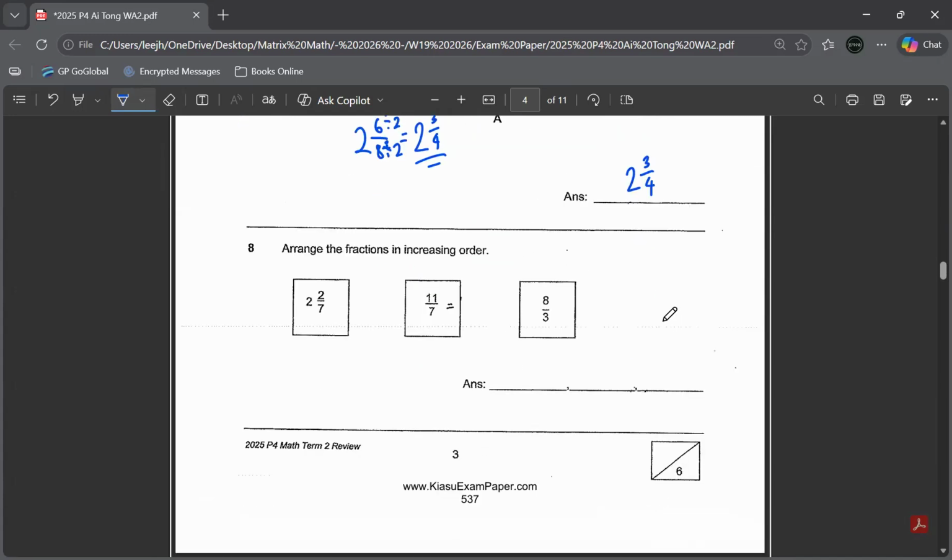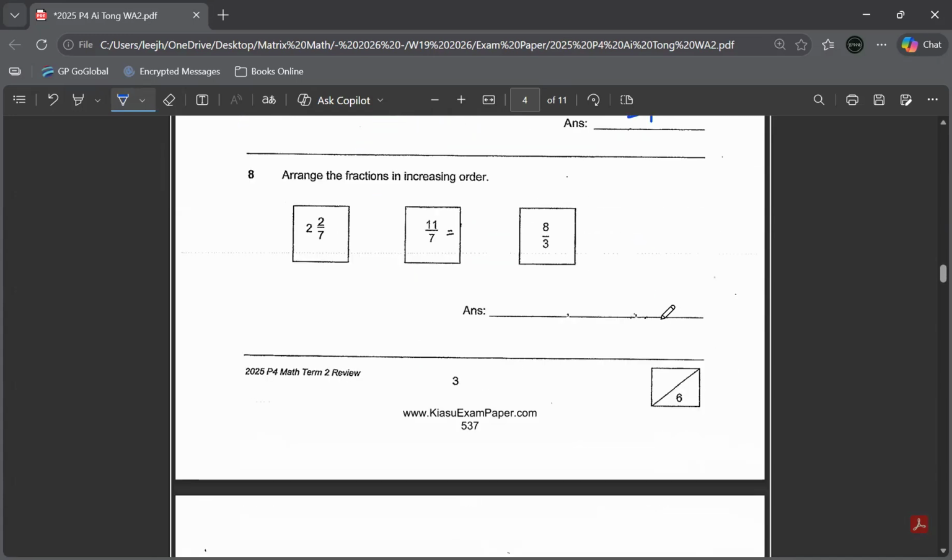Question 8, arrange the fractions in increasing order. Increasing means from smallest to greatest. So this is a mixed number, this is improper, and this is improper. In order to compare them clearly, I will always express them as mixed numbers. So 11 over 7 is actually 1 whole 4 over 7, because 7 over 7 plus 4 over 7 is 11 over 7. So it will be 1 whole 4 over 7.